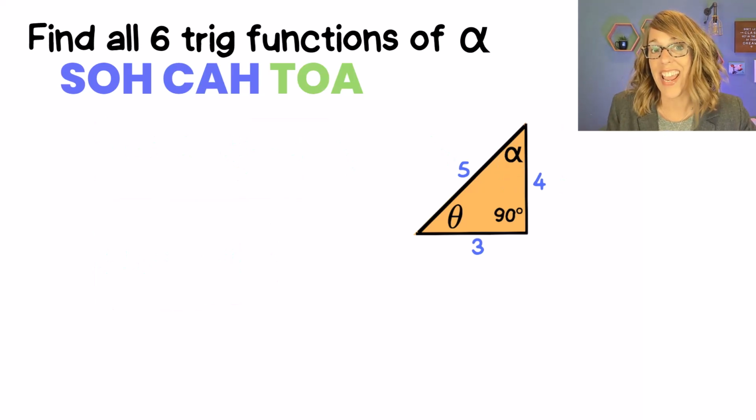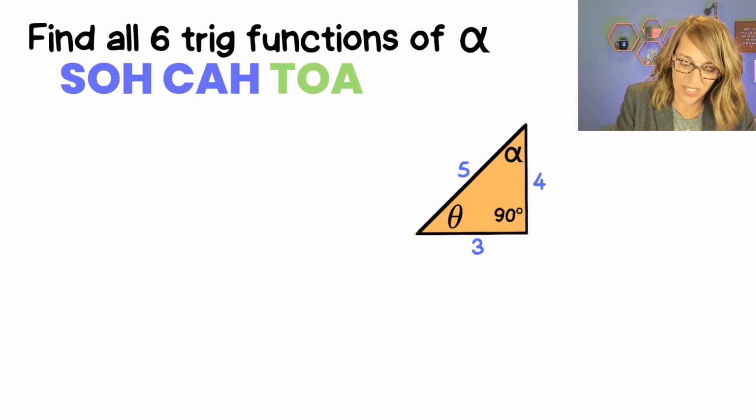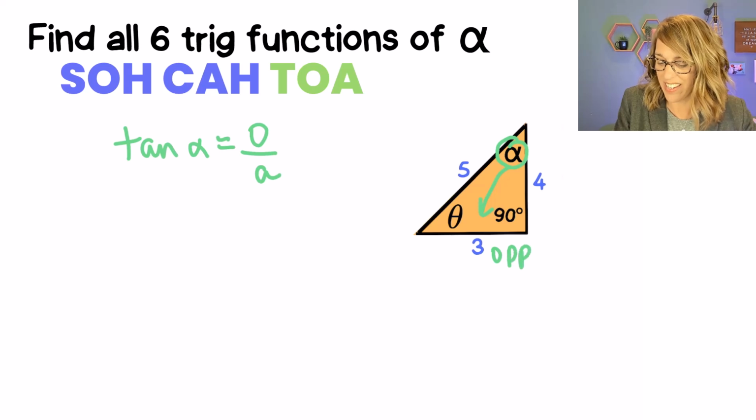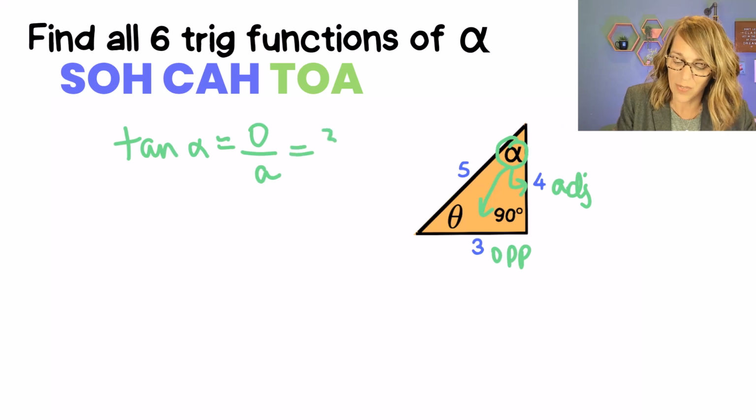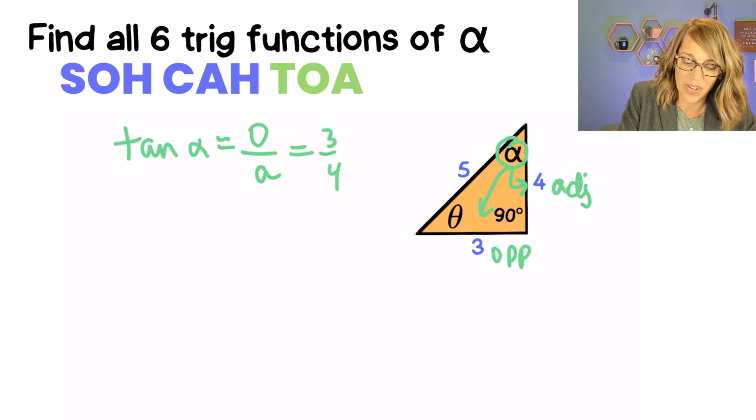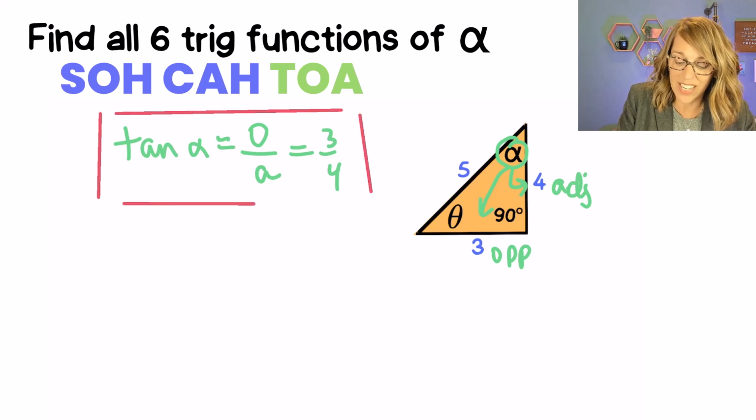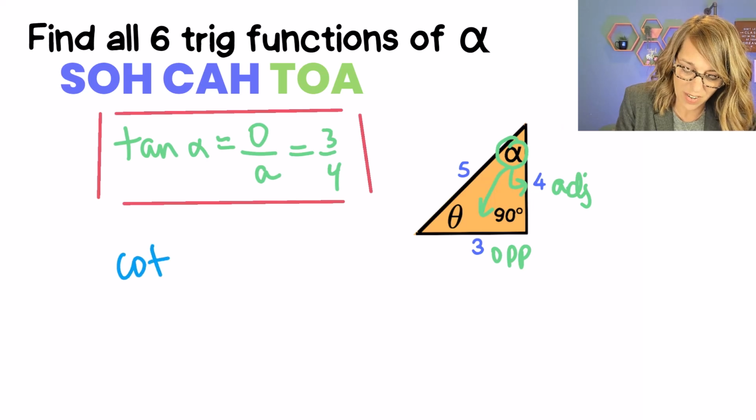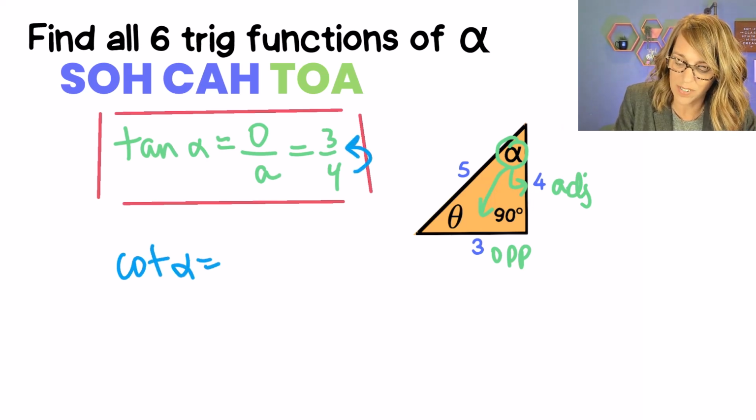Finally, we want tangent and cotangent. I'm going to go ahead and start with tangent, and I know that the tan of alpha is OA, so that's going to be opposite over adjacent. For angle alpha, opposite is 3 and adjacent is 4. So we end up with a 3/4. Now we can also from here really easily get to our cotangent. And the cotangent of alpha is its reciprocal, which is going to be a 4/3.